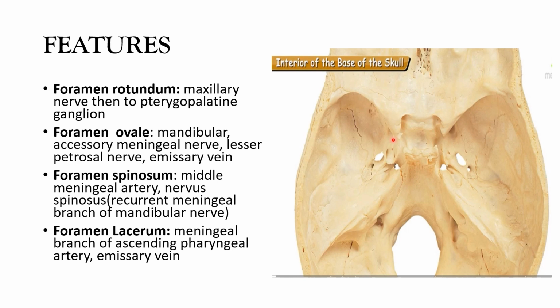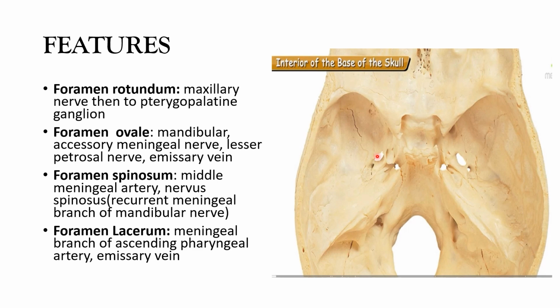Then we have the foramen ovale, this big one here. This is the foramen ovale. Okay, so you have the mandibular nerve going through the foramen ovale, we have the accessory meningeal nerve, we have the lesser petrosal nerve, and then we also have the emissary vein.